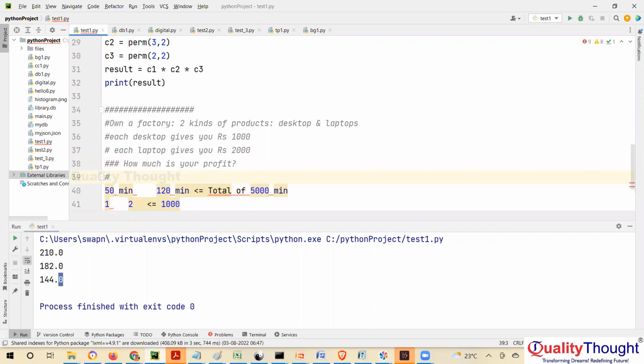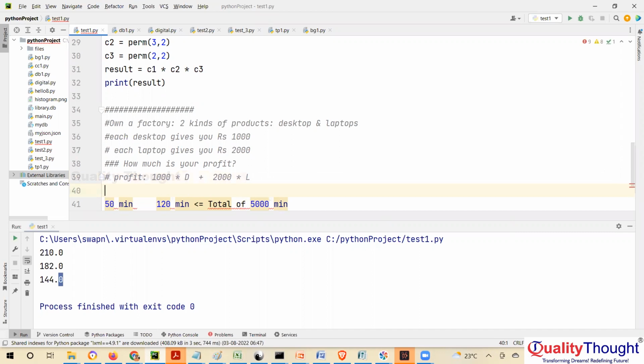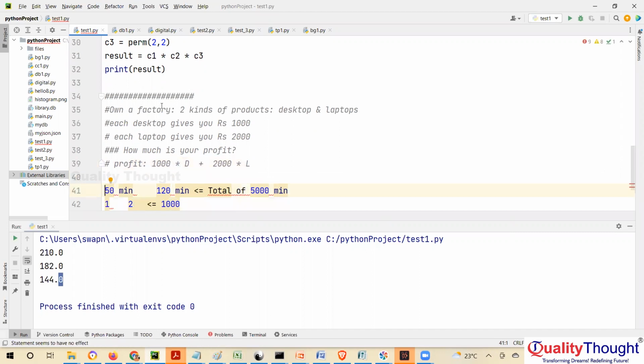So profit is what? Your profit is 1,000 into desktop plus 2,000 into laptops, isn't it? This is your profit. This is the maximum profit you can make. What is the maximum D and what is the maximum L that you can make? That's where the question comes, isn't it?